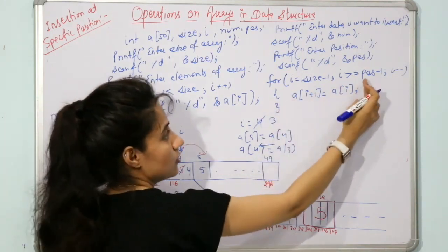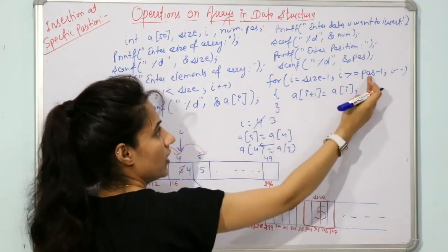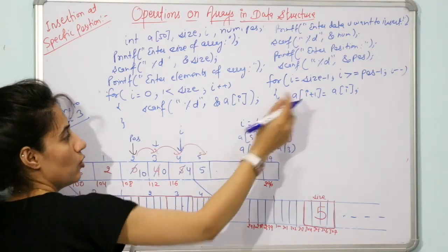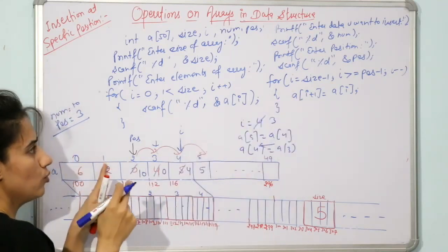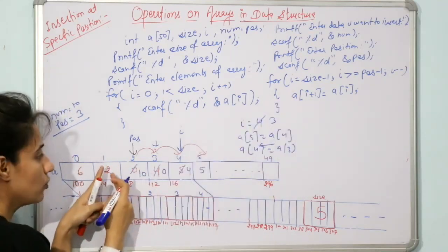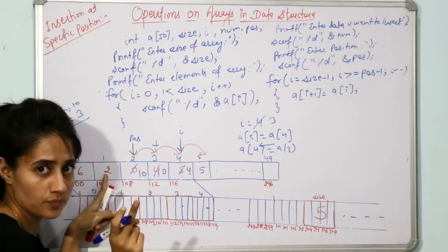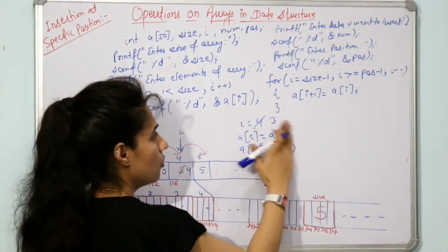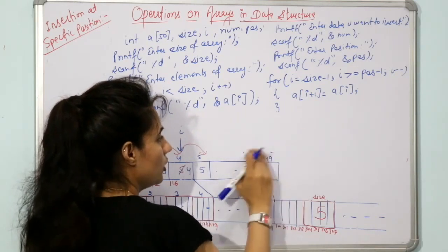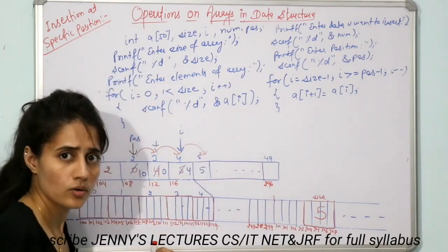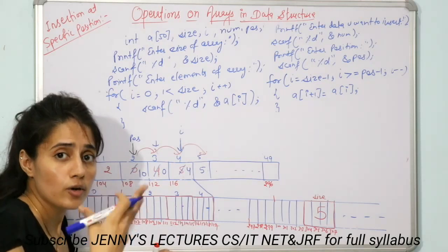And when I becomes 2, then also fine. When I becomes 1, then 1 is not greater than or equal to 2. That is why we are going to stop, we are not going to swap this value, fine. So now after this for loop, what you will do, you are going to insert now the data where you are going to insert.